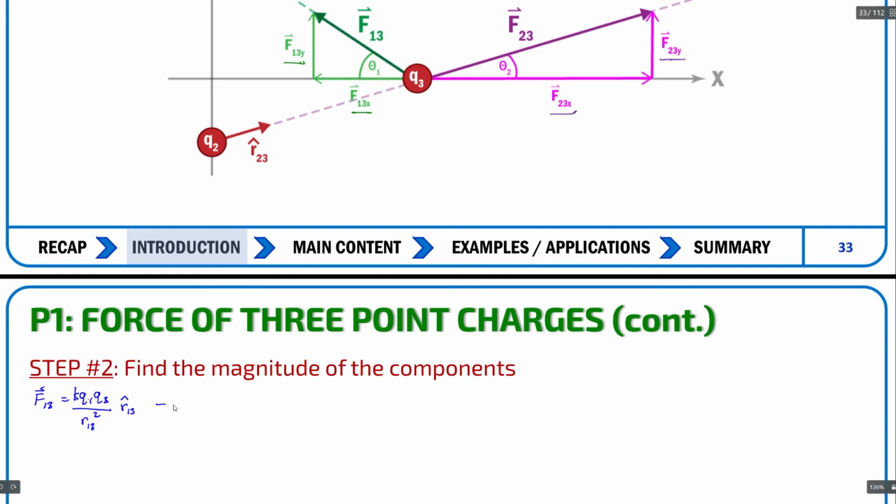So I know that for one, if we take a look at the x component, we have F13x is equal to KQ1 Q3 divided by R13 squared, but I have to change the unit vector to the 13x unit vector. And this is where we have to do a little bit more analysis. I'm now going to go back up and we're going to try and determine what this unit vector is going to be.